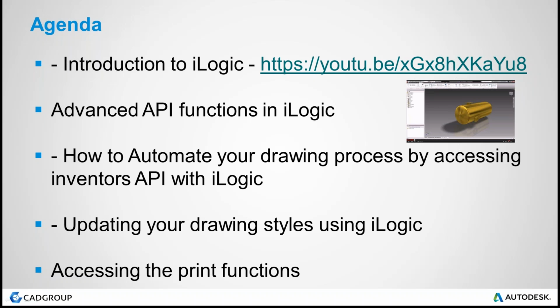So today is going more in depth with the advanced features of iLogic, accessing Inventor's API to automate some processes. To start off with, I'm going to go through some of the more advanced API functions in iLogic, about how to access the API through Inventor's iLogic interface. So I'll have a bit of a chat about some of the functions that you've got to put into iLogic to access the API. Once we've gone through that, I'll have a bit of a chat about what I'm going to be showing you today. The next three topics up on the screen are how to automate your drawing process, updating your drawing styles, and accessing the print functions. They're the codes that I will be writing today.